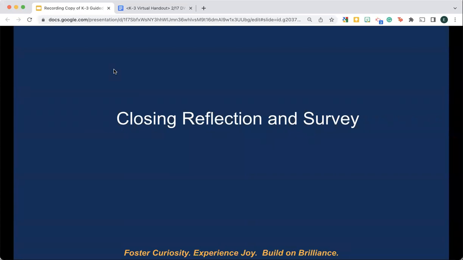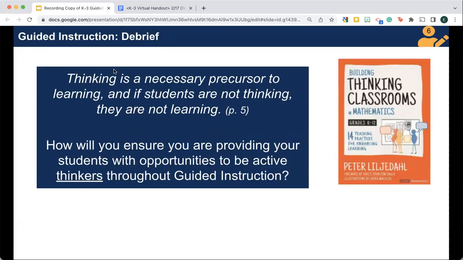Hopefully you took a couple of moments to plan and to practice. We're going to close now by thinking back to our quotes from earlier. Peter Liljedahl says, thinking is a necessary precursor to learning. If students are not thinking, they are not learning. I would ask you to pause and reflect. How will you ensure that you are providing your students with opportunities to be active thinkers during guided instruction?